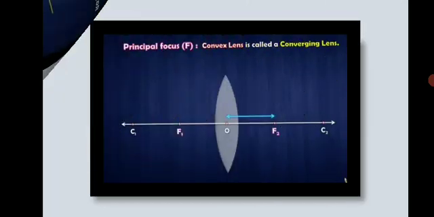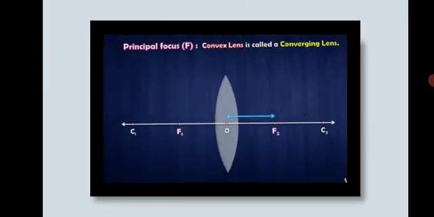And the last concept is focal length. It is denoted by small f, and it is the distance between optical center and principal focus. It is the focal length, and it is denoted by small f.